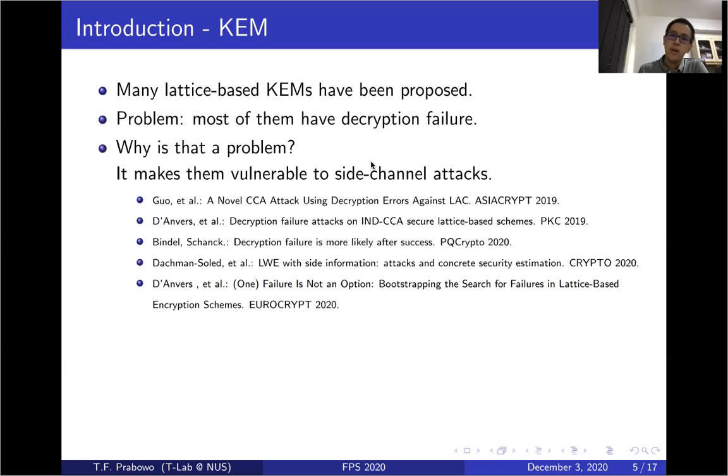But it turns out that the problem might be a little more serious than that, because this decryption failure can be exploited using side channel attacks to reveal some information on the secret. These are, as I just said, some recent works on this attack, exploiting this weakness of having decryption failure.